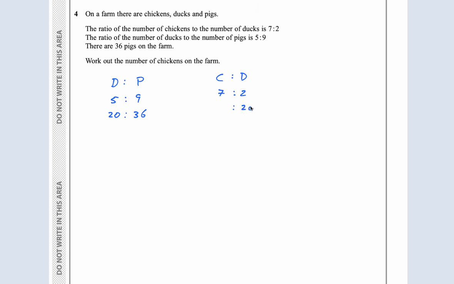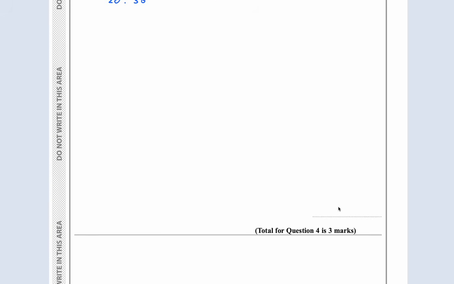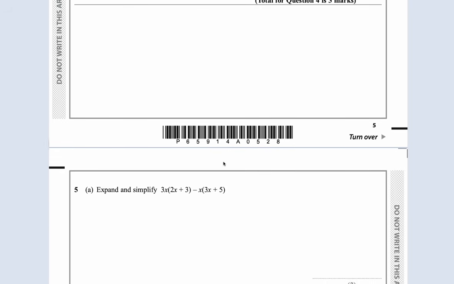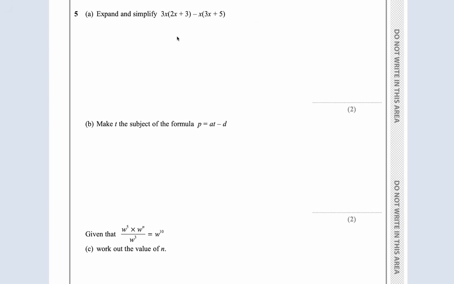So this has to be 20, and then same thing. 2 times 10 is 20. 7 times 10, have to multiply by the same thing, is 70. Therefore, there are 70 chickens on the farm. 70. Okay, question 5. Expand and simplify.